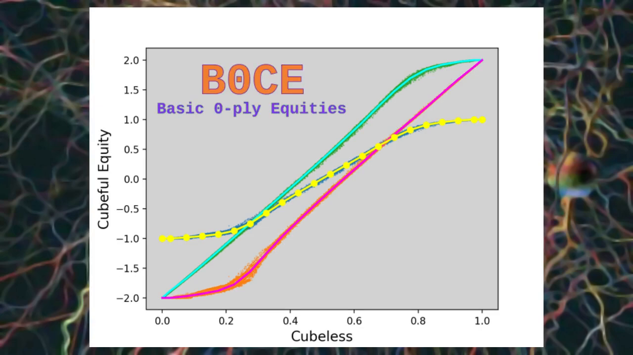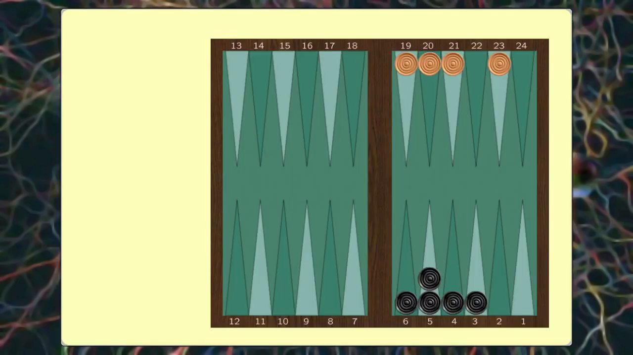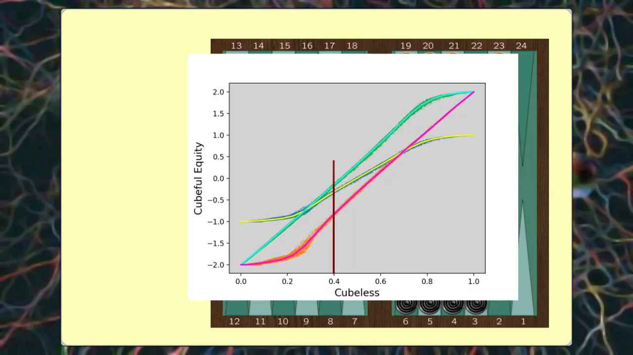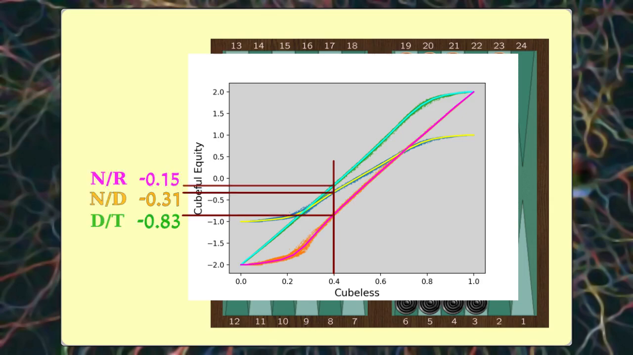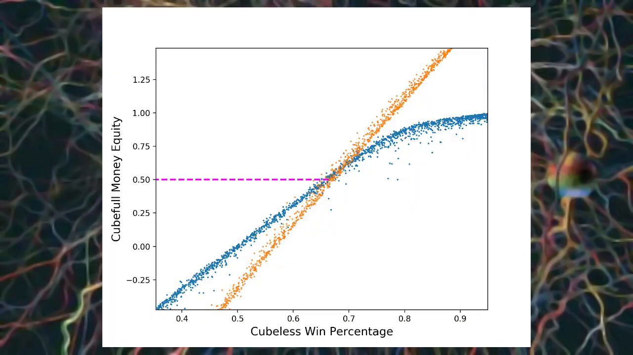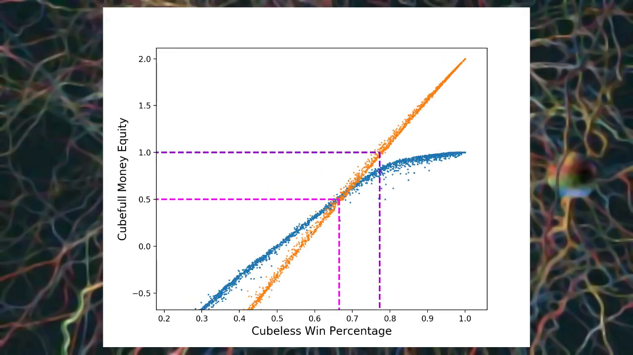Let's call it BOP, with a 0, basic zero-ply equities. Here, for example, black's winning chances are 40%, so we raise a line upward from the x-axis at 0.4 and mark where it hits the piecewise curves, thus giving us the three Cubeful values. All fine and dandy, but note, we gained nothing in terms of decision making. Both is equivalent to a fixed doubling window, which starts where the no double and double take lines meet, and ends where the double take hits 1, the drop value.